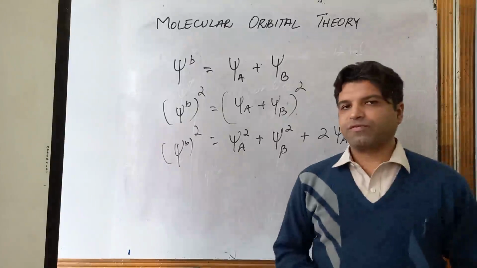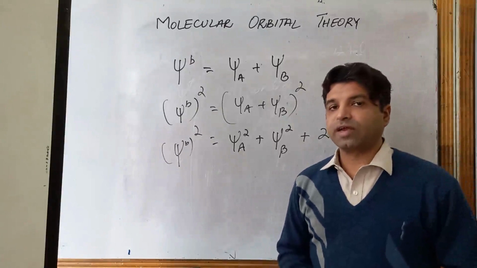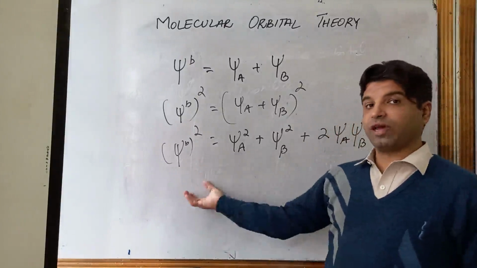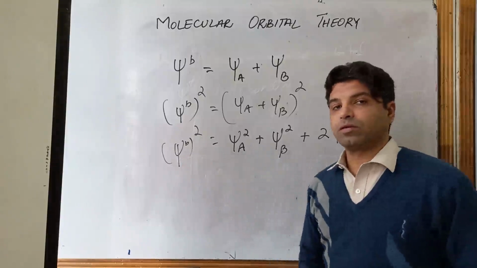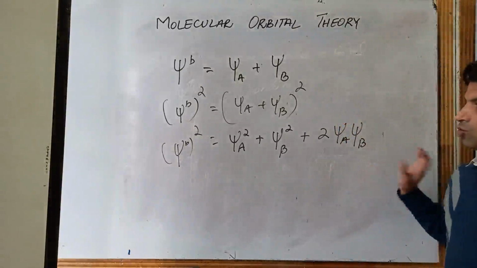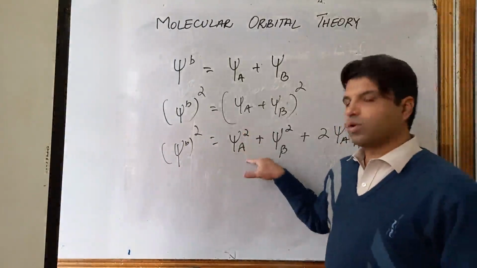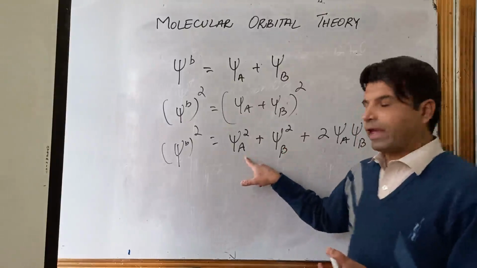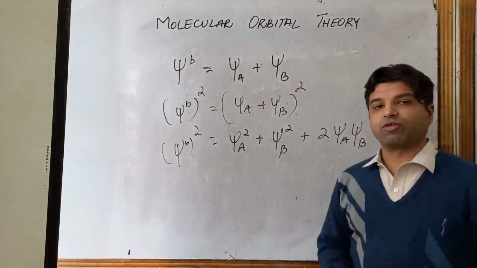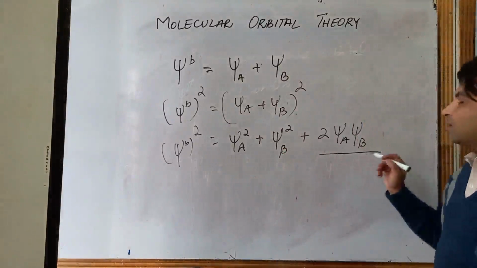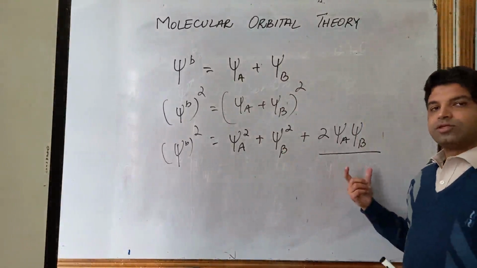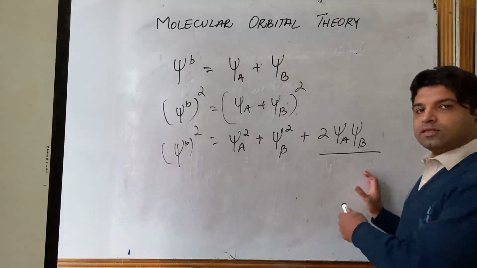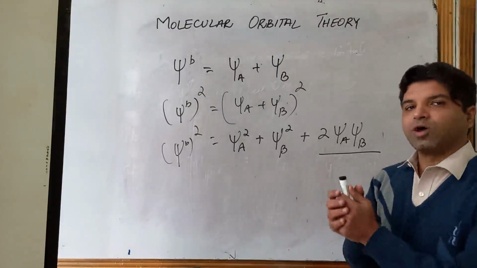Now when you check the square of the wave function, that shows the probability of finding an electron in that particular orbital. So we have the probability of finding an electron, or the electron density, for this bonding molecular orbital here. And this is equal to this. Now here is the square on psi A. That means the probability of finding an electron on A. This is the probability of finding an electron on B. And here, this term, this is 2 into psi A into psi B. This originates from the overlap of the orbitals.